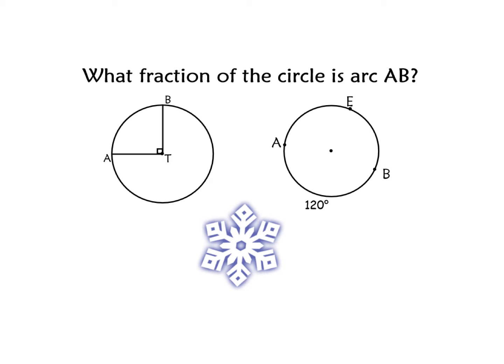Okay, so in the first example, I want to know what's the fraction of the circle of arc AB. Keep in mind, if my central angle is 90, that means my arc measure is 90. So 90 divided by 360 is equivalent to 1/4. On the next one, arc AB is 120 degrees, so that's 120 out of 360, or 1/3.